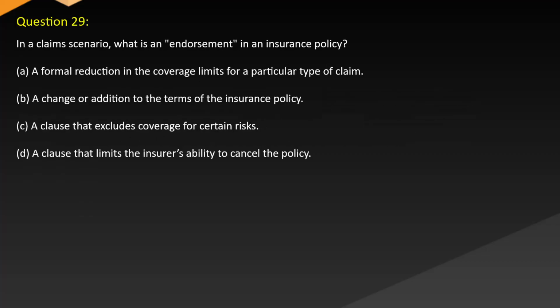Question 29. In a claim scenario, what is an endorsement in an insurance policy? A. A formal reduction in the coverage limits for a particular type of claim. B. A change or addition to the terms of the insurance policy. C. A clause that excludes coverage for certain risks. D. A clause that limits the insurer's ability to cancel the policy.